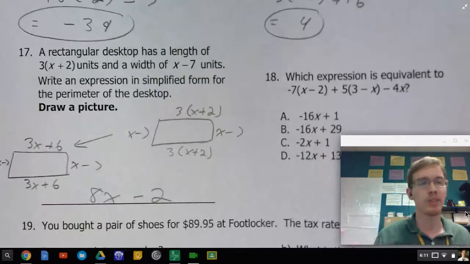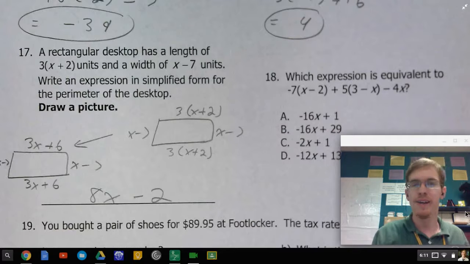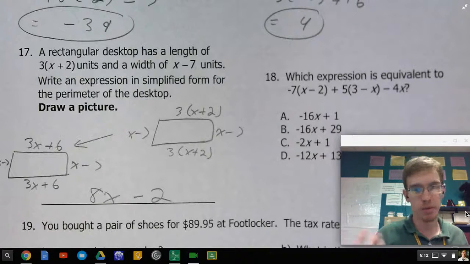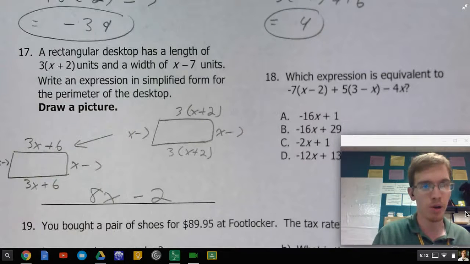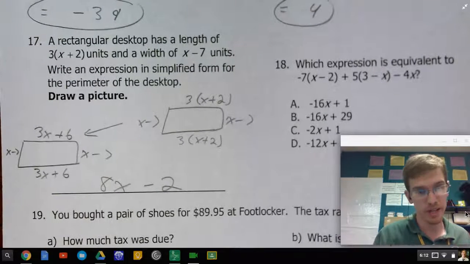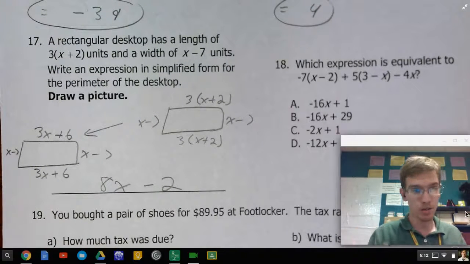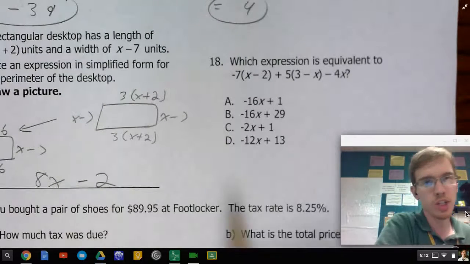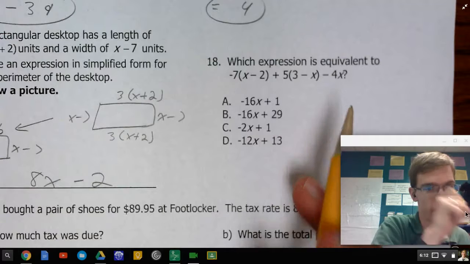All right, number 18, which expression is equivalent? And by the way, let me just point this out since we are starting with the video thing. Anytime you need to pause the video, that's what the big two lines are there for. Pause the video. And anytime you have questions, write them down. Because as you're going, you may not understand everything. But when you get to see me in class, those are things you want to ask about.